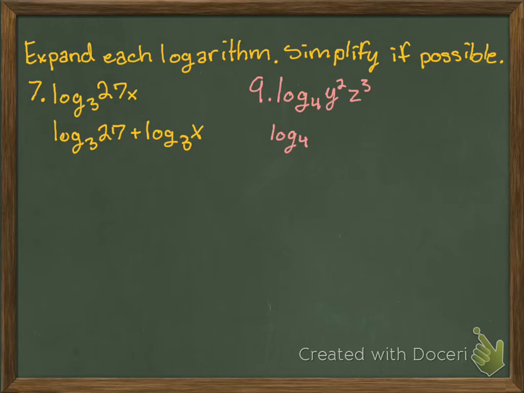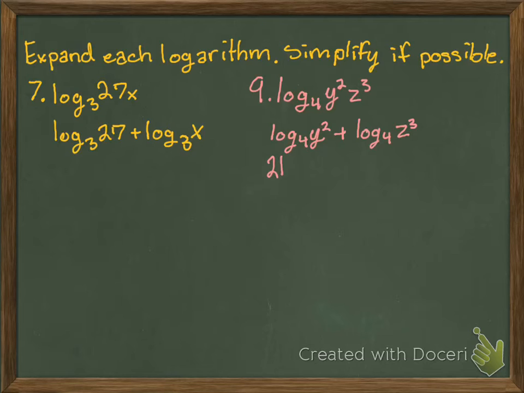Log base 4 of y squared plus log base 4 of z cubed. All right, now I've got log base 4 of y squared and log base 4 of z cubed. What do I notice about my x's? There is no x. They both have exponents. So I'm going to take my exponents and move them where? To the front of the log, into the a position.